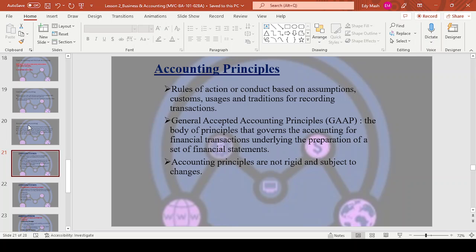So accounting principles are not rigid and subject to change. They are standard, like an immutable blockchain. You can't change or negotiate. No, you have to follow as is. Otherwise, no need for you to do it.